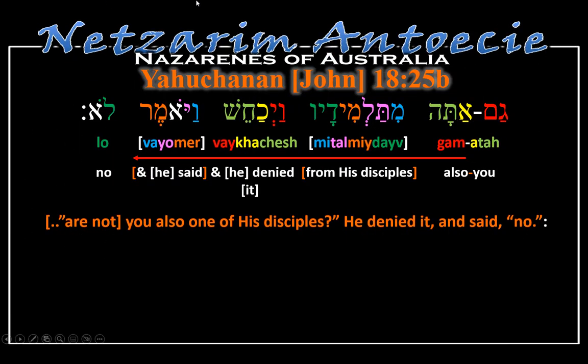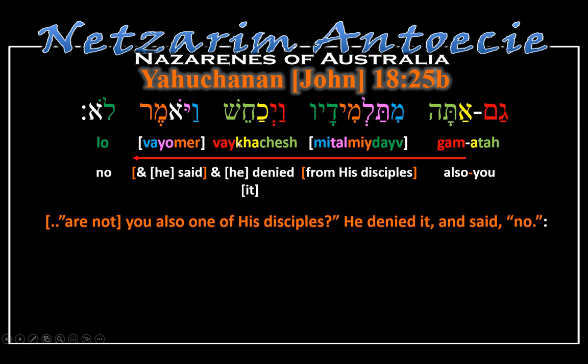And 25b, we have a Gimel, Mem Sofit, Aleph, Tav, Hey, Mem, Tav, Lamed, Mem, Yod, Dalet, Yod, Vav, Vav, Yod, Kaf, Chet, Shin, Vav, Yod, Aleph, Mem, Resh, Lamed, Aleph. And then we read Gam, meaning also. Atta, you. Mitalmidav, meaning from, that's the mem, from his is the vav at the end, and talmid are disciples. From his disciples.